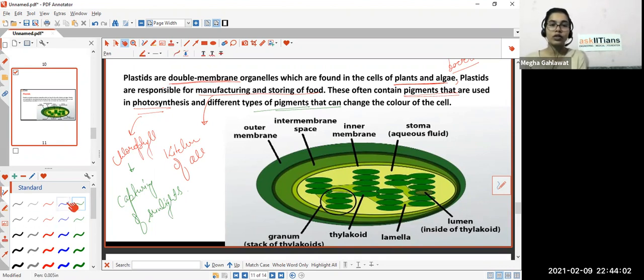Now that being said, let's dive into this. We have the outer membrane just like the mitochondria, the inner membrane just like the mitochondria, and the intermembrane space. Now listen to this. The chloroplasts are also responsible for the production of energy, but that energy is not utilized by any other cell organelle. Rather, that energy is completely used in fixing carbon dioxide into carbohydrates, which later are used by the cell as food. So keep that in mind. Next we have the stroma.